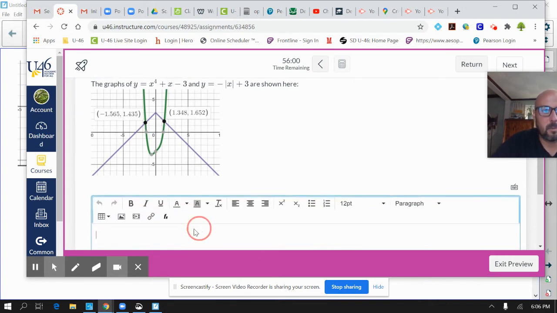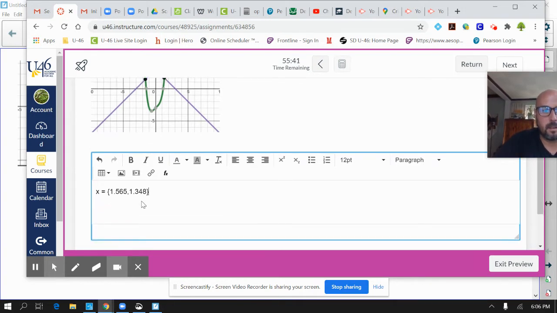And I saw some people use parentheses here, which is not good because parentheses would indicate either an ordered pair or an interval. Both of those things are wrong. You're telling me what x is. X is negative 1.565 and also 1.348. Braces are used when you're listing actual numbers, or you could just write negative 1.565 and then 1.348. That is full credit. I forgot my little negative there.